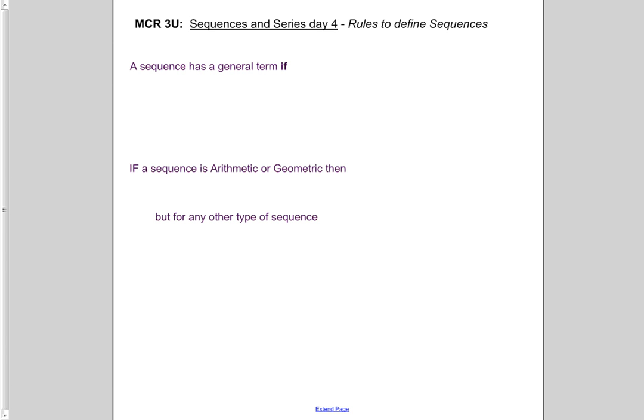Grade 11s, we're on our 4th day of sequences and series, and we're going to talk about rules to define sequences today. A sequence has a general term if an algebraic rule can be found to generate each term.